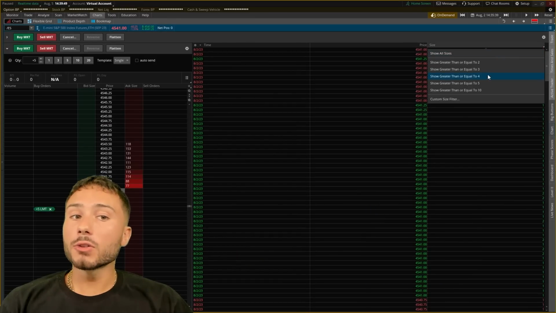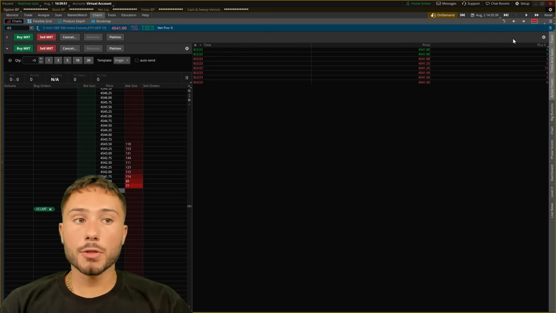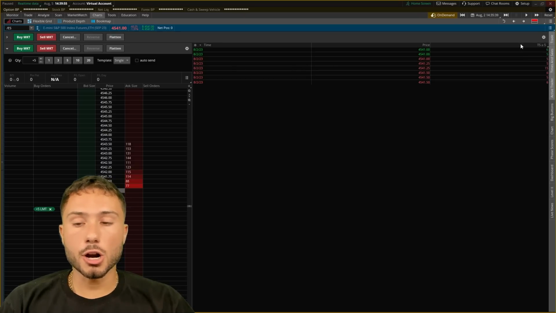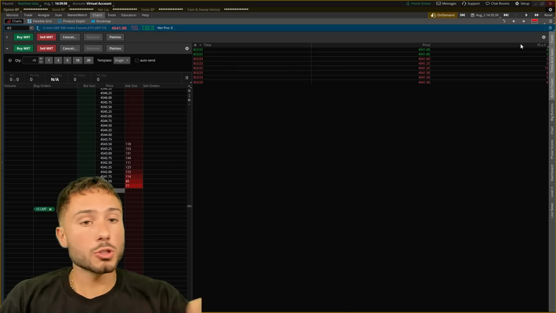I could also filter my time and sales. If I want to make it greater than 5 contracts or greater than 100 contracts, I can filter it to show large size, filter it to show small size.